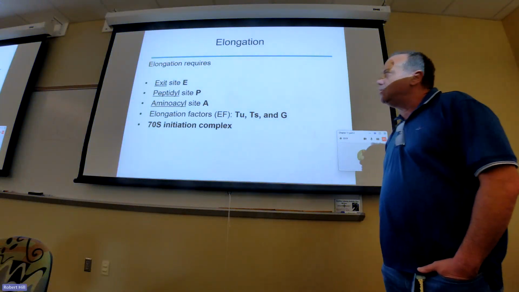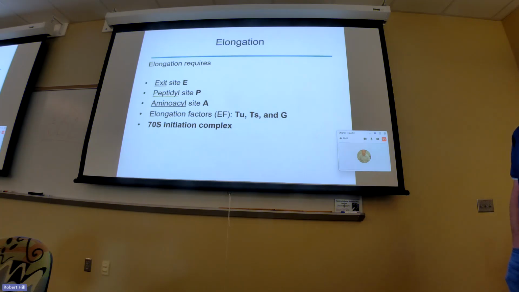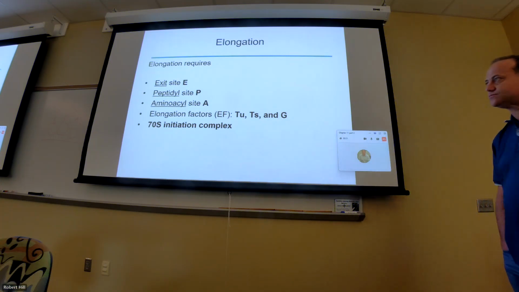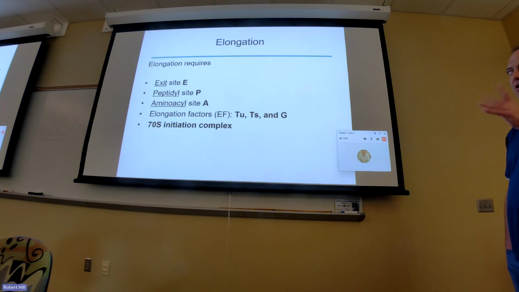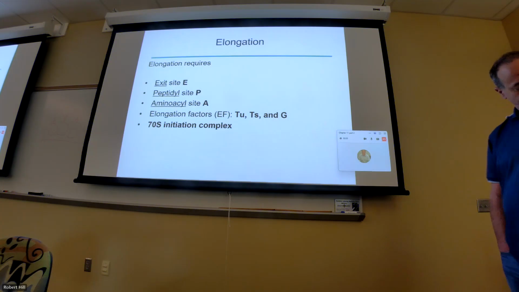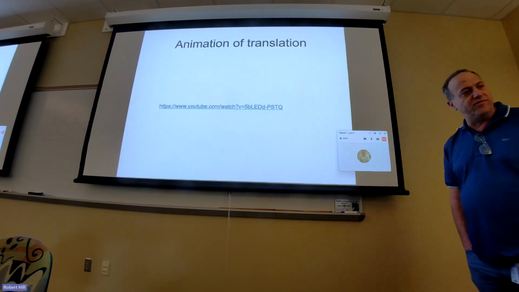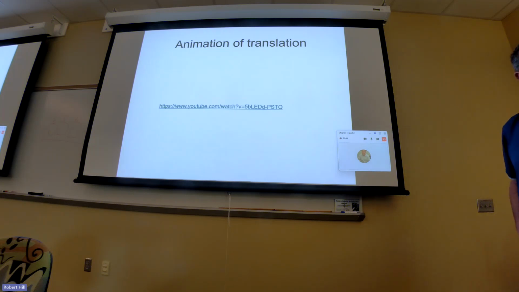All right, so what do we need for elongation of the protein? We have the complex assembled. That large unit has those three sites, the exit, peptidyl, and the aminoacyl. There we have the total 70S complex, right? And then we bring in these three elongation factors that are involved in the process of elongation. All right, so before I go through the process, I want to show you a video of it because there's a lot of translocation terms.